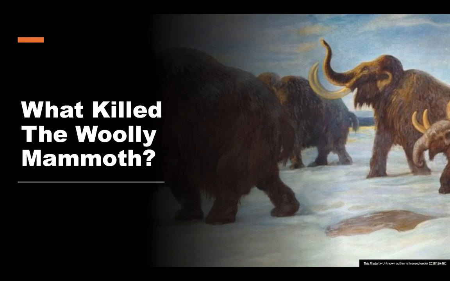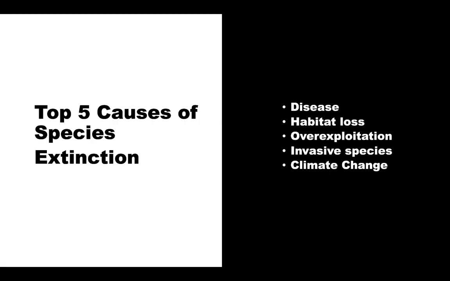We were really interested in attacking this question in a different way. Were there any other factors that led to the demise of the woolly mammoth? So we started off with the top 5 causes of a species extinction. You have disease, habitat loss, overexploitation, invasive species, and climate change. And in regards to the woolly mammoth, almost all of these have been very well studied, except, to our knowledge, disease. So we were interested in whether disease could have played a role in the woolly mammoth's extinction.